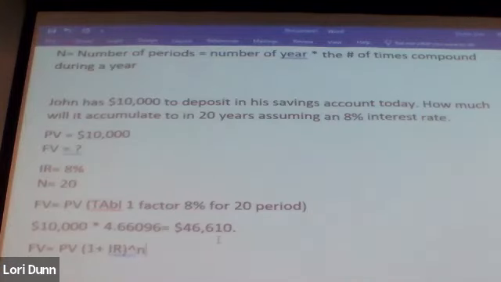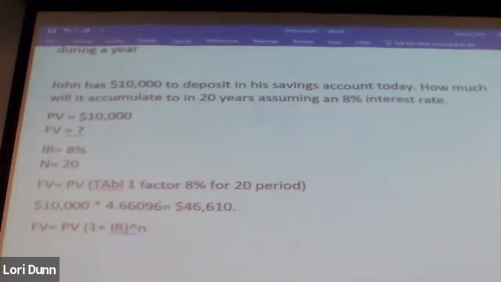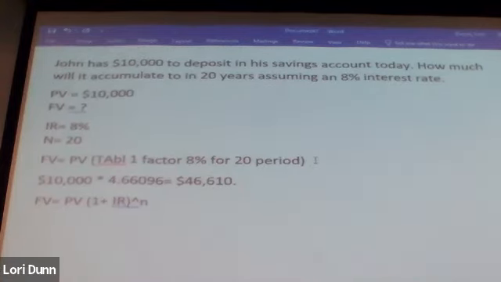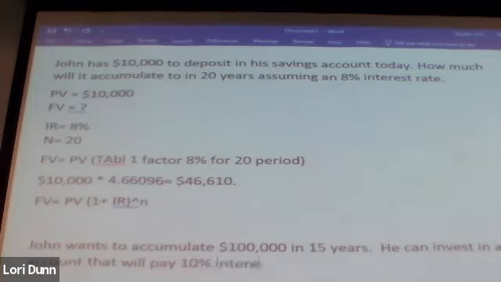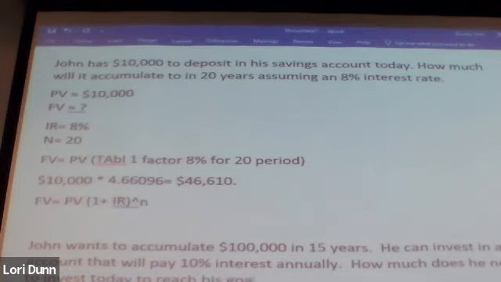All right, well, let's do another one, but this time, let's look for a different variable. John wants to accumulate $100,000 in 15 years. He can invest in an account that will pay 10% interest annually. How much does he need to invest today to reach his goal?